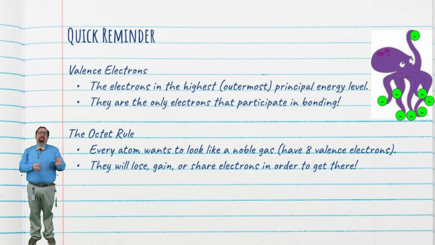In the last lesson, we learned about ionic bonding and how atoms will lose electrons and others will gain electrons in order to get to that magic number 8. In this lesson, we're going to learn how some atoms, instead of transferring those valence electrons, will just share their valence electrons together so that everyone gets 8 valence electrons.